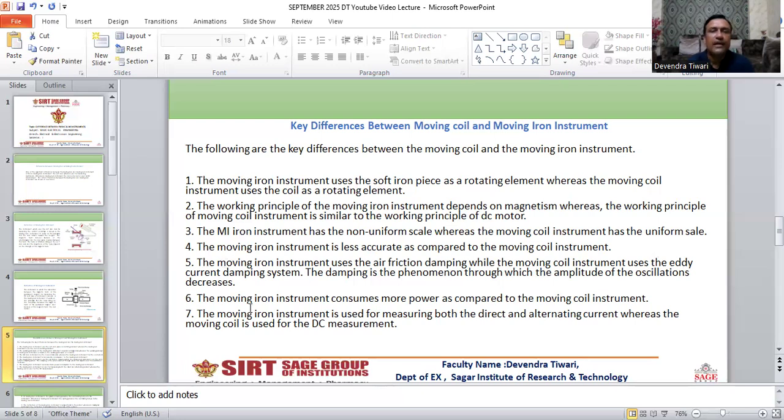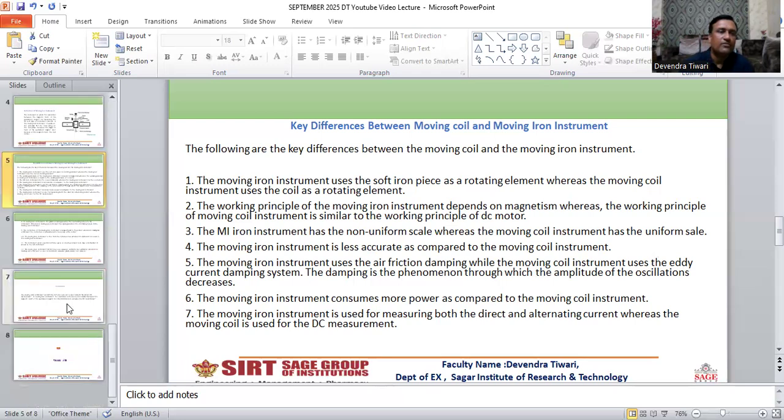Also, the moving iron instrument is less accurate compared to the moving coil instrument. The moving iron instrument uses air friction damping, while the moving coil instrument uses the eddy current damping system. And the damping system is used to damp out the oscillations. The moving iron instrument consumes more power compared to the moving coil instrument. And one more difference, the moving iron instrument is used for measuring both direct current and alternating current, whereas the moving coil instrument is only used for DC measurement. Moving to the next slide.